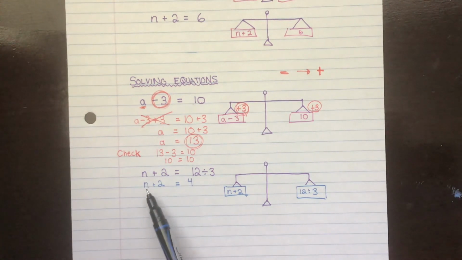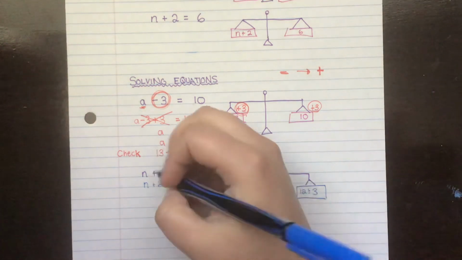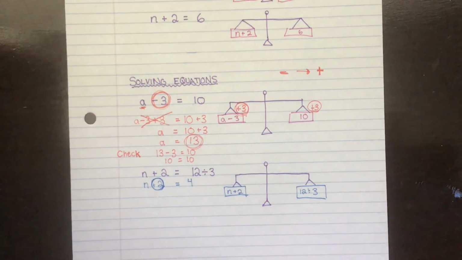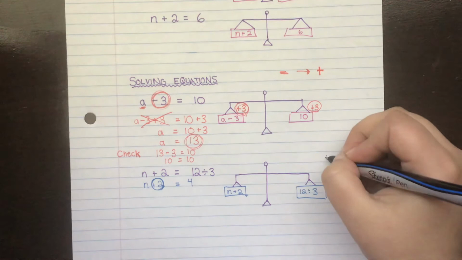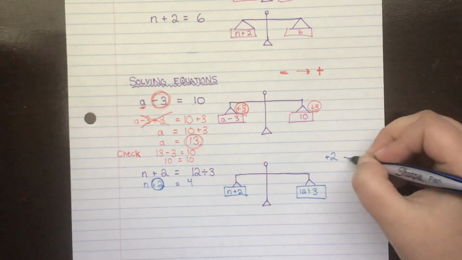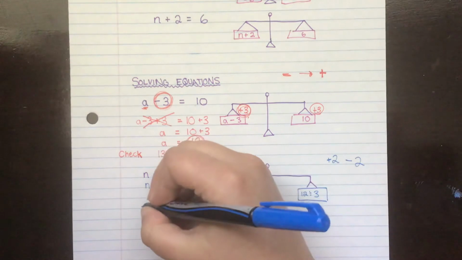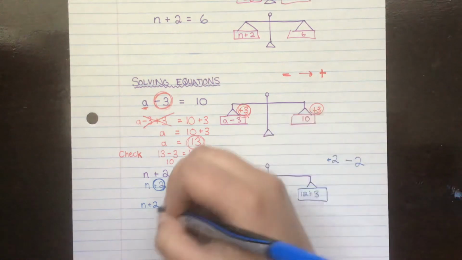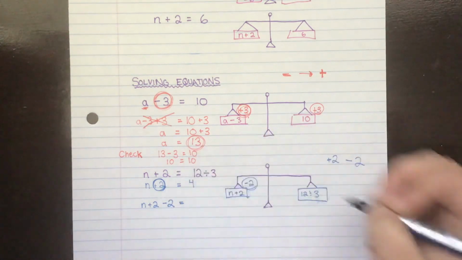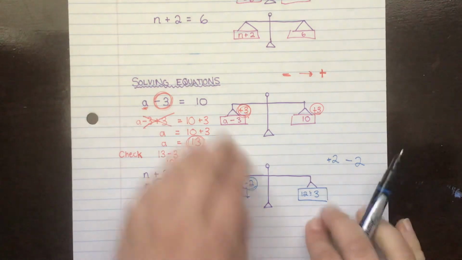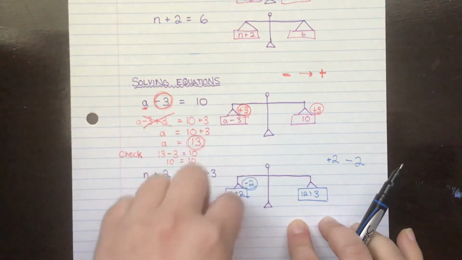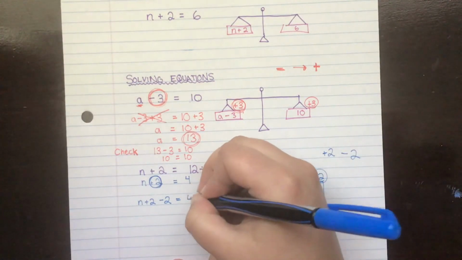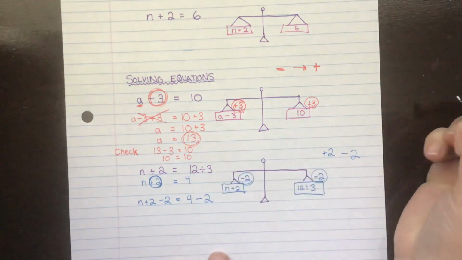We want to get n all by itself, but the only way to do that is to get rid of this plus 2. In order to get rid of a plus 2, we have to do the opposite of plus 2. What is the opposite of plusing 2? Well, it's minusing 2. So over here, I'm going to keep my n plus 2, but then I'm also going to add a minus 2 to that side of my equation. Good. If I add a minus 2 to this equation, now my scales are unbalanced. So whatever I do to this side, I have to do to that side as well. So over here, I'm going to have 4 minus 2 as well.